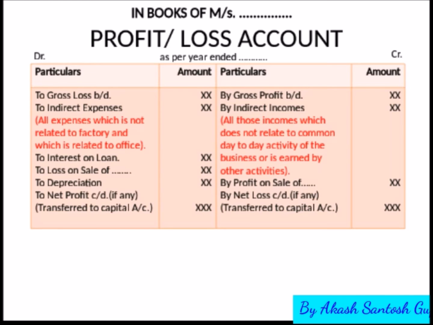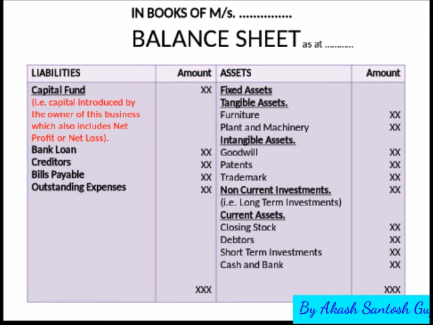Now friends, let us see the specimen of balance sheet. Here the balance sheet is same as profit and loss account and trading account. No, it's not same. Here we have to write in the books of Messrs, which will tell us in which books of accounts we are writing, but after writing, the balance sheet we have to write as that, because it is a statement which shows the current position of the business. Then here we also make two columns.